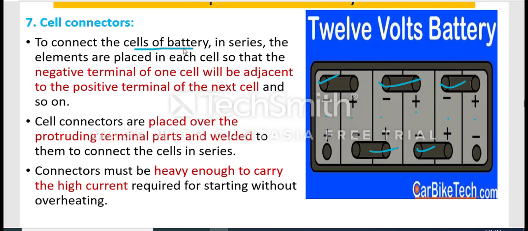To connect the cells of a battery in series, the elements are placed in each cell so that the negative terminal of one cell will be adjacent to the positive terminal of the next cell, and so on. Cell connectors are placed over the protruding terminal parts and welded to them to connect the cells in series. The connector must be heavy enough to carry the high current required for starting without overheating, because at the time of starting a high current will flow from the battery. So to sustain that high current, the connector must be heavy enough. Okay, so this is about the connector.